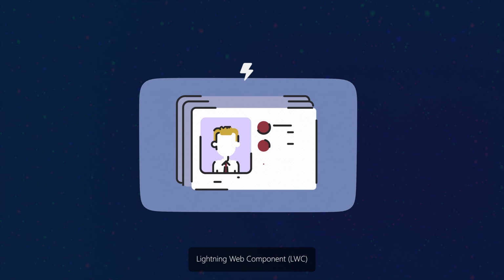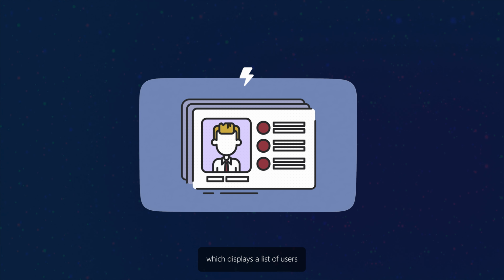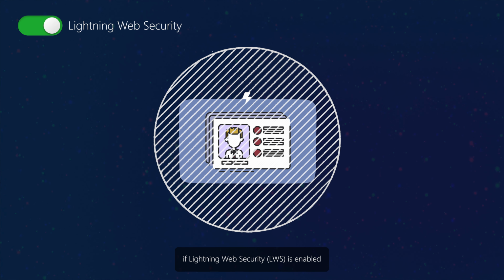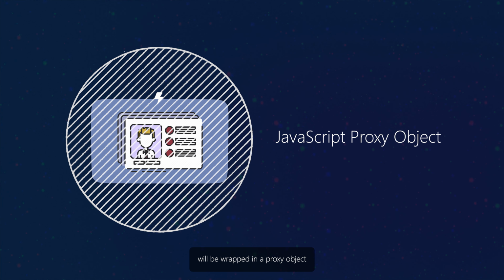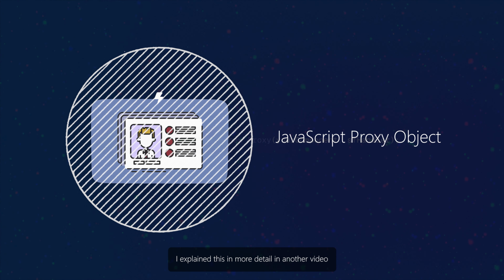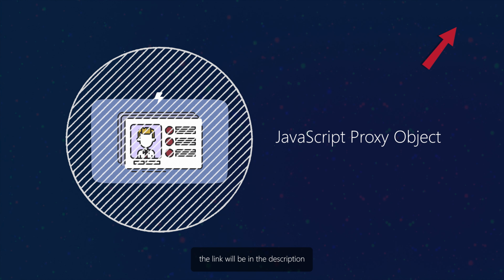Seriously, do you believe that your Salesforce code is secure? Let's take a standard Lightning Web component, which displays a list of users that meet certain criteria. This component, if Lightning Web Security is enabled, will be wrapped in a proxy object, which allows the LWS engine to determine what you can see and modify in this component. I explained this in more detail in another video, the link will be in the description.